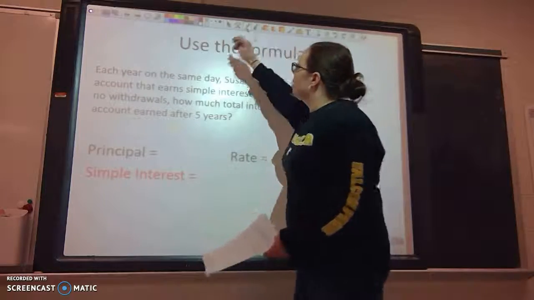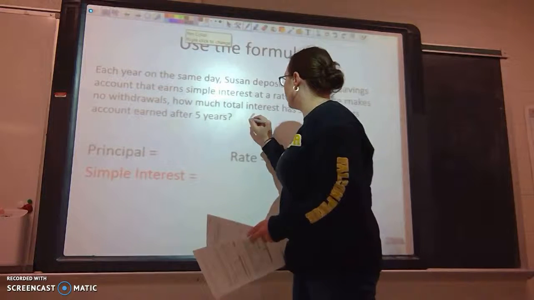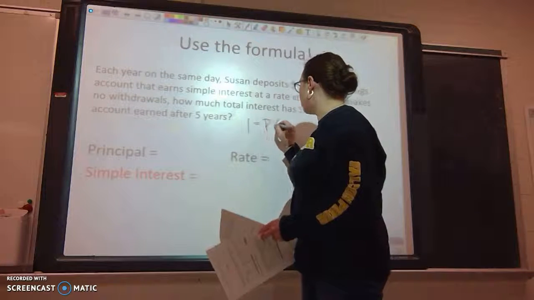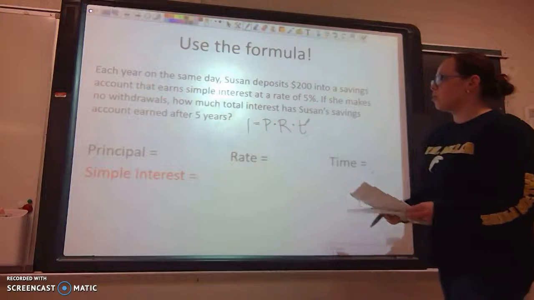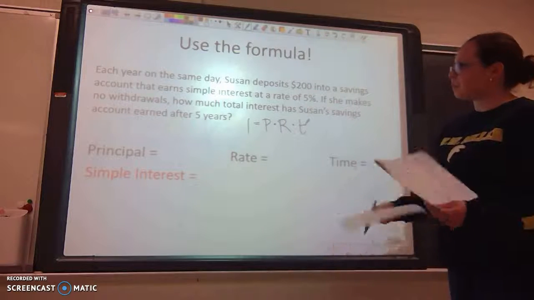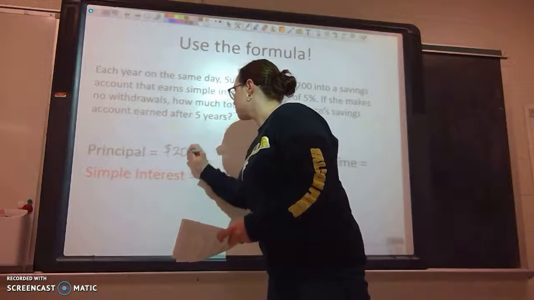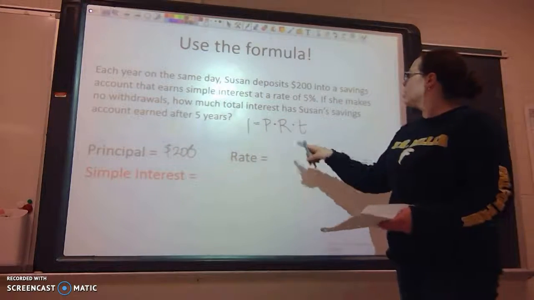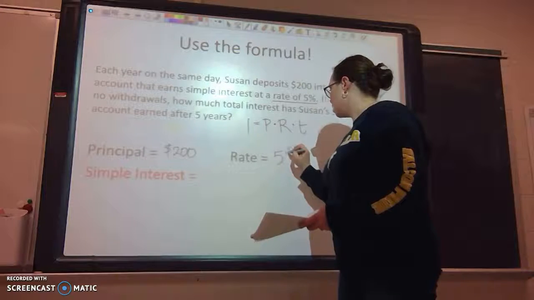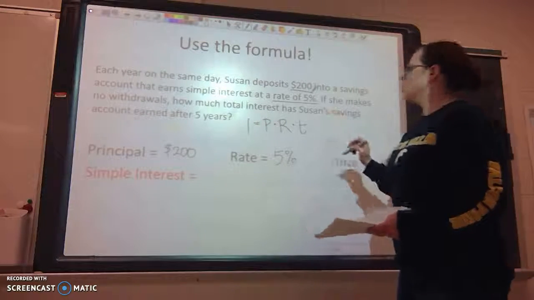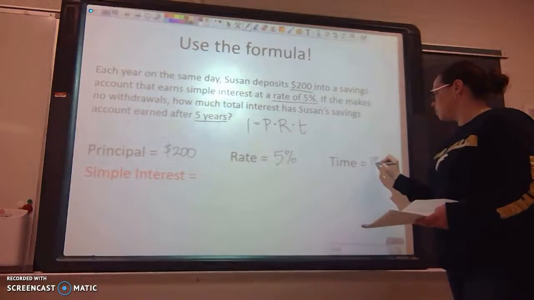Again, the formula that we are using is I equals principal times rate times time. The principal from the problem is $200. She deposits $200. Her rate is 5%. That was her $200, and then we're finding out how much she earned after 5 years. So time is going to be 5.